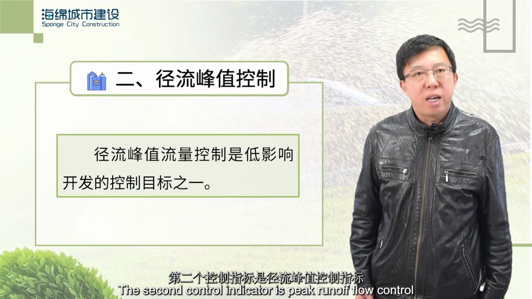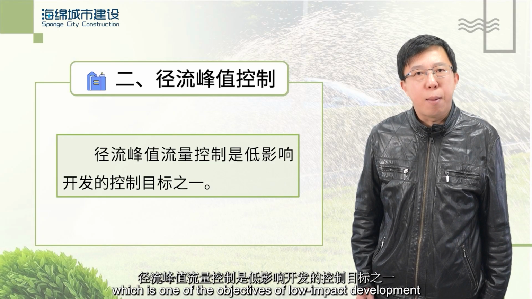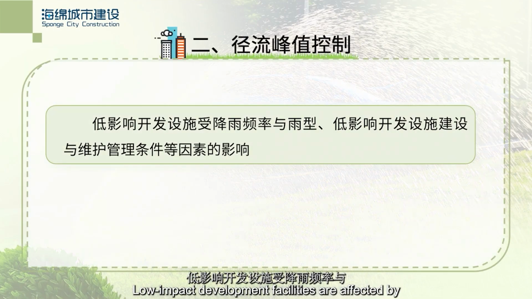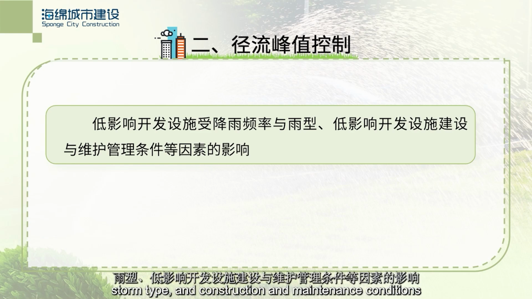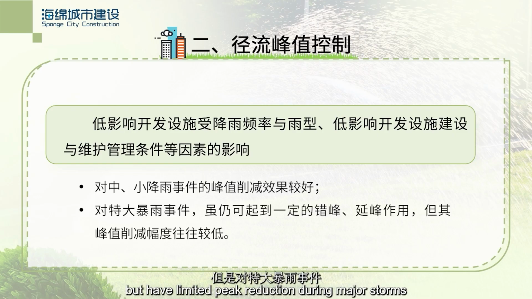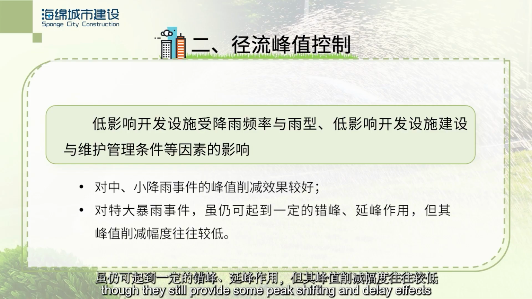The second control indicator is peak runoff flow control, which is one of the objectives of low-impact development. Low-impact development facilities are affected by storm type and construction and maintenance conditions. Generally, they perform well in reducing peaks for medium and small rainfall events, but have limited peak reduction during major storms, though they still provide some peak shifting and delay effects.